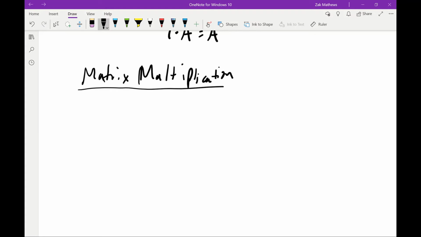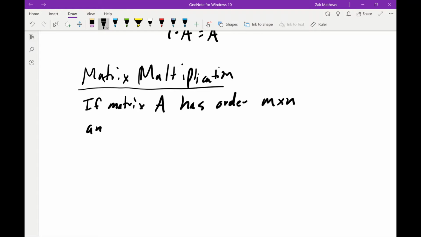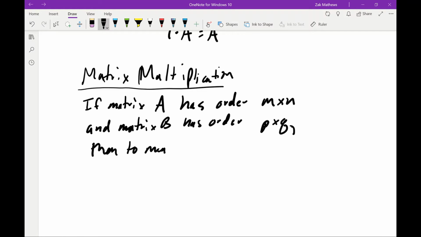note is that with addition and subtraction, we said the orders had to be the same. That is not true of matrix multiplication. If matrix A has order m by n, and matrix B has order p by q, then to multiply A and B, multiply A times B, n must be equal to p.